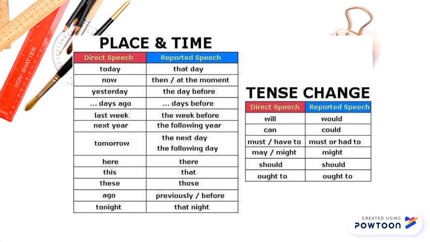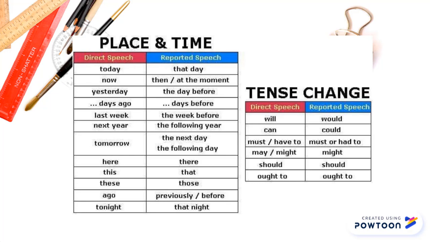Today, that day. Now, then, at the moment. Yesterday, the day before. Days ago, days before. Last week, the week before. Next year, the following year. Tomorrow, the next day, the following day. Here, there. This, that. These, those. Ago, previously, before. Tonight, that night.